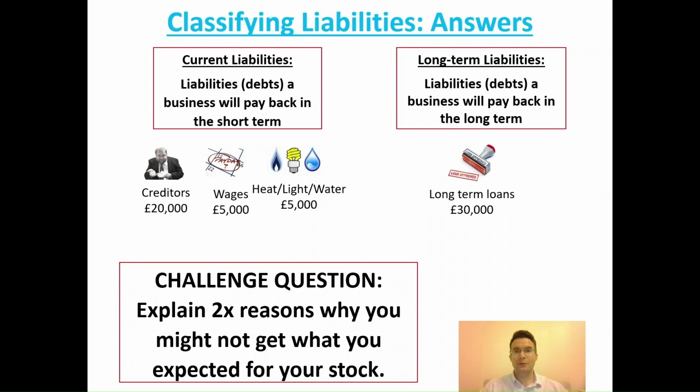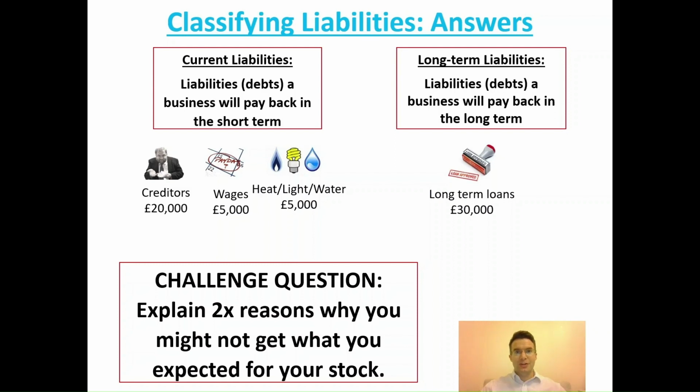On the other hand, we've got long-term liabilities. Long-term, of course, things that will keep on paying for longer than a year, sometimes a lot longer. Out of those four, the only one which really could be called a long-term liability is long-term loans. Long-term loans, of course, can be paid over many, many years, so that would be classed as a long-term liability.